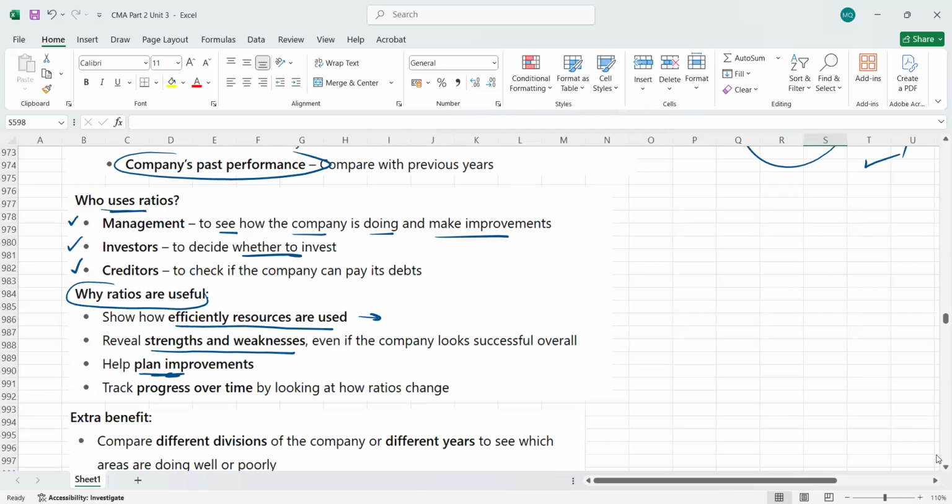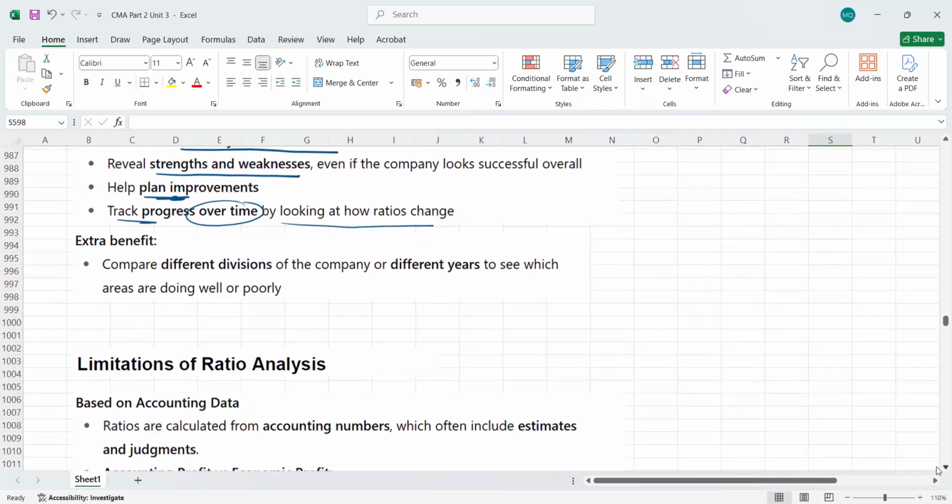So it can also help us make a plan for improvements. The areas where your performance is weak, you can make a plan for how to improve. It can also help us track progress over time by looking at how ratios change. You can calculate the trend: last year what was the ratio, this year what is the ratio. It again helps us understand the financial health. So that's why ratios are very useful.